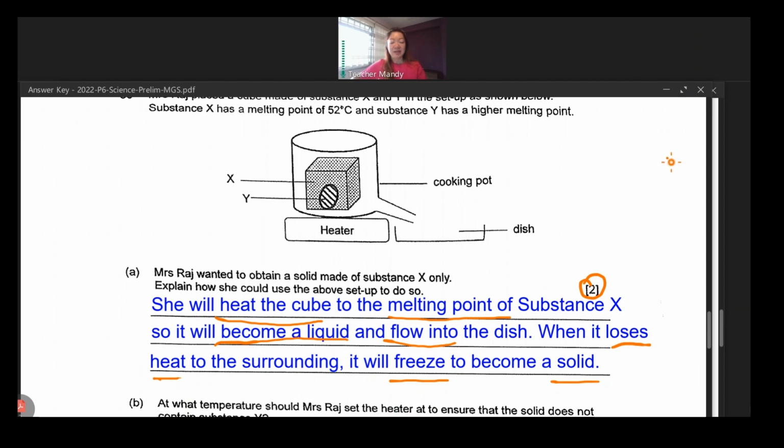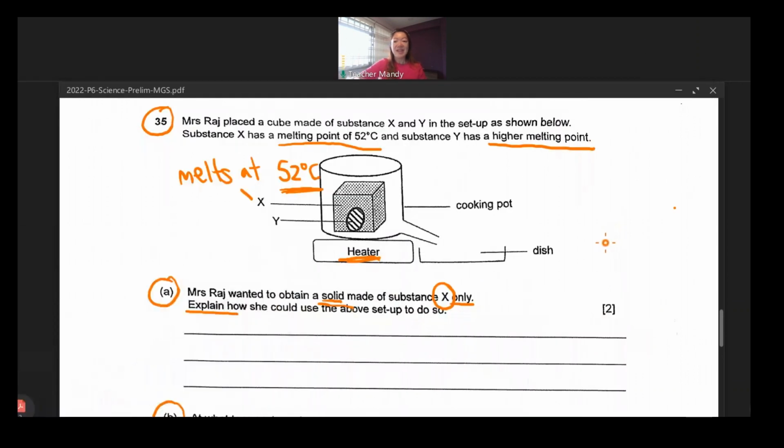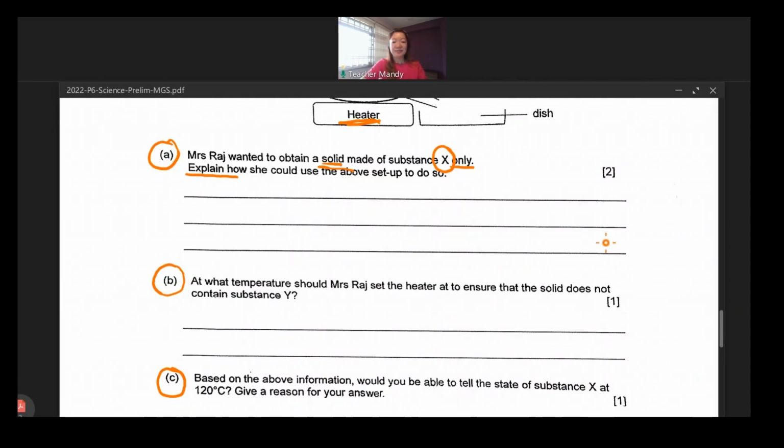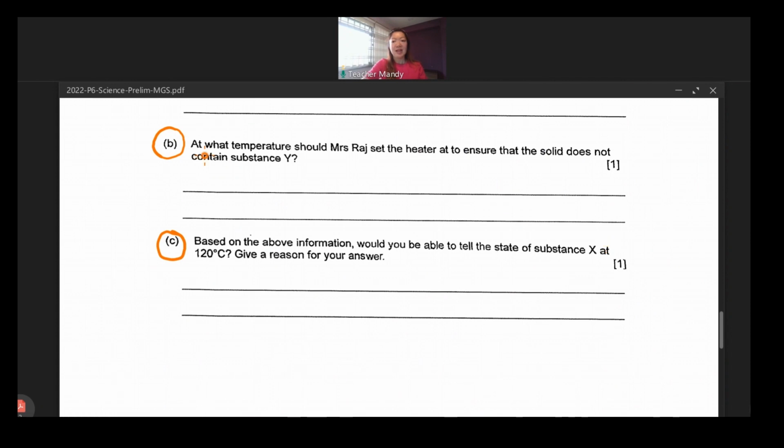Done. Now, next one, okay. I think I'll just go back to the previous one. Okay, so next question. At what temperature should Mrs. Raj set the heater to ensure that the solid does not contain substance Y?